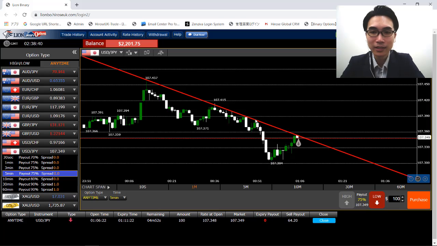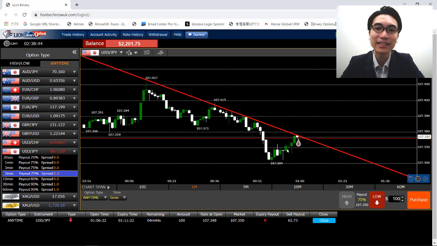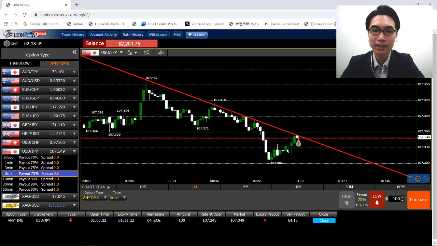So again, when the trend is in a downtrend, the trend line needs to be on top of the candlestick. Just remember that. And when the price is in an uptrend, the trend line needs to be below the candlestick. Alright, so let's wait for a bit here.